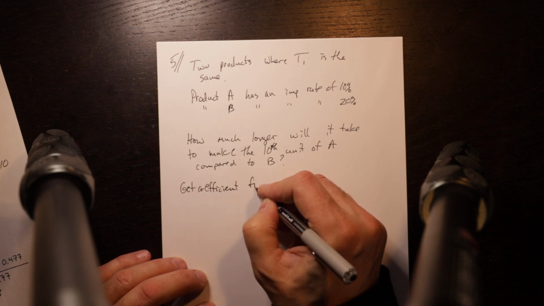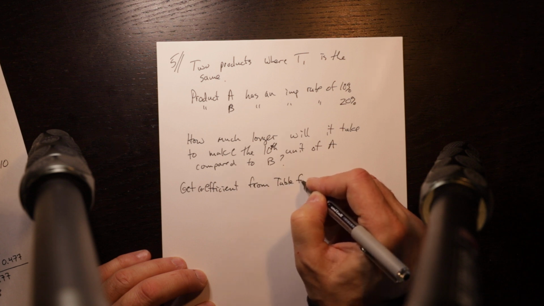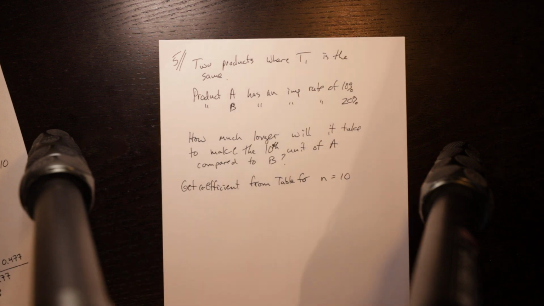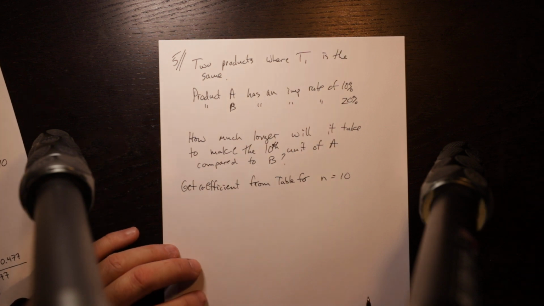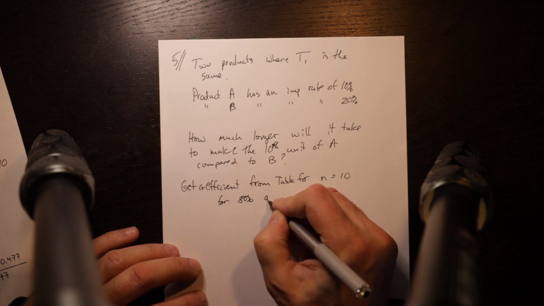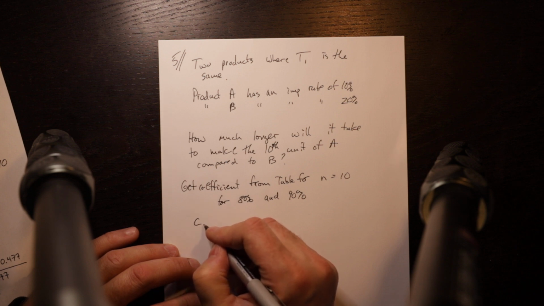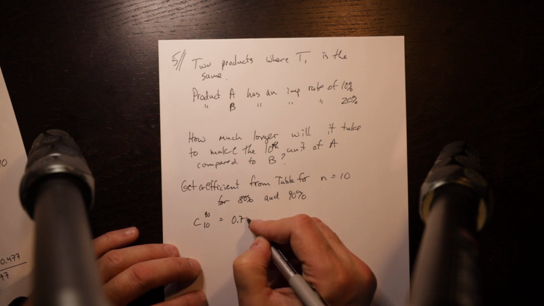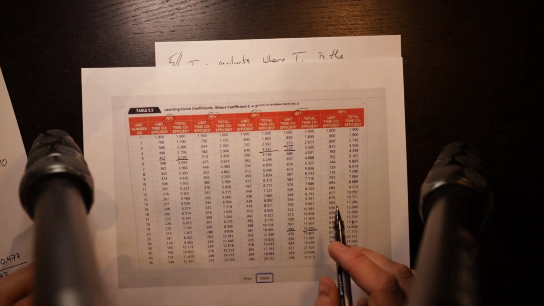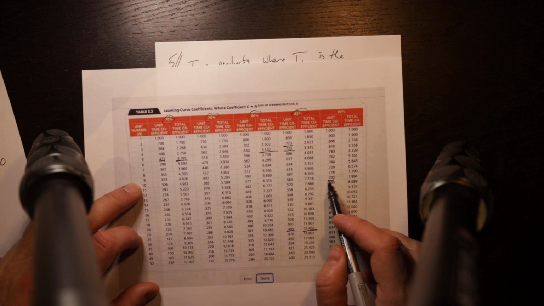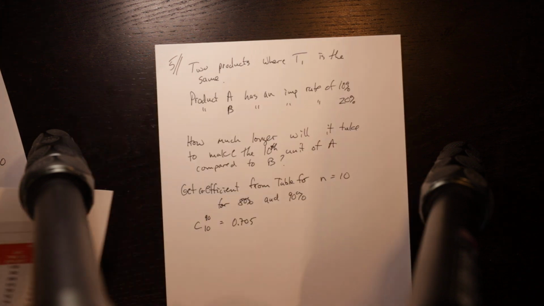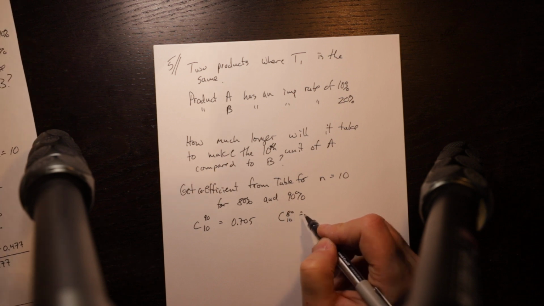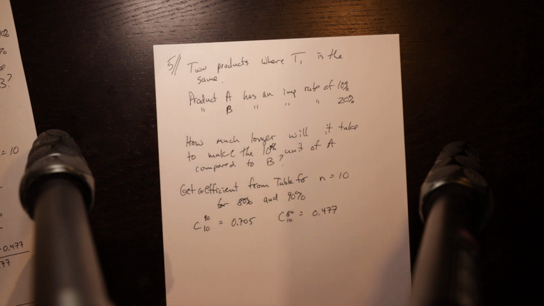So we could do the log approach because we have the learning rates, and we know N, but we're just going to go to the table for N is 10 for 80% and 90%. So C10 at 90% is equal to 0.705. I can show you that. C10 at 90%, 0.705 right there. C10 at 80% is equal to 0.477 right there. Now, I didn't give you T1, so are you stuck here and you can't go any further?